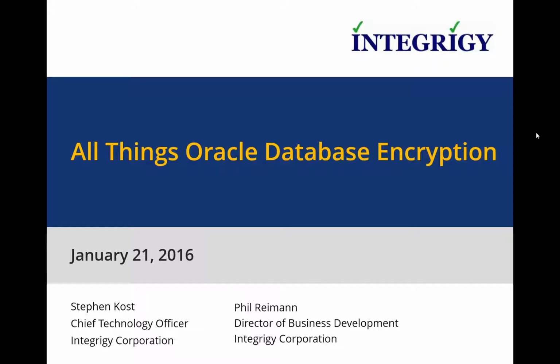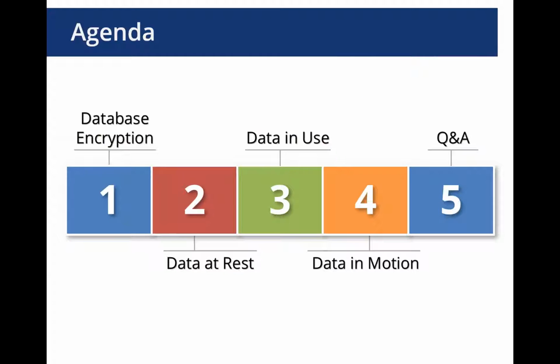Thanks so much, Phil. Today we're going to explore all the different encryption options within the Oracle database. These encryption options include what most everyone is probably familiar with, which is generally TDE, the disk encryption. But we'll also talk about things like network encryption, and trying to encrypt data that's in use. So we'll start off with a brief overview of database encryption. Then we'll talk about data at rest encryption, then data in use encryption, and then finally data in motion. And then at the end, we'll open up some questions and answers.